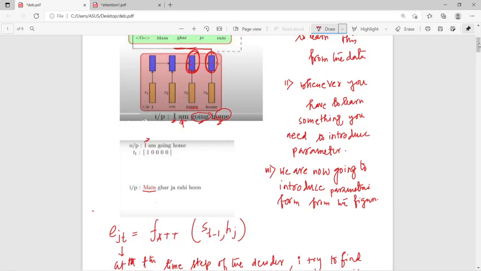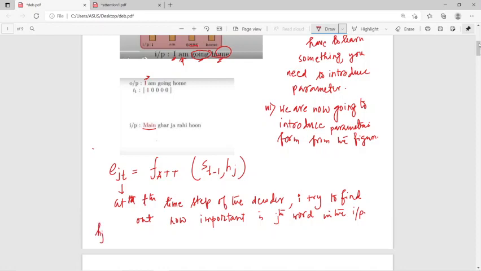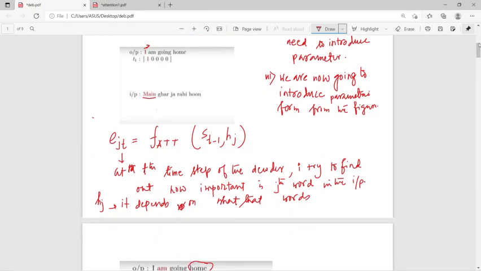That means the two functions, one of which is dependent on the other, that is hj. It depends on the words. Hj depends on what? That word depends on the words, and that is nothing but st minus 1. St minus 1 is nothing but what could happen in the decoder so far.